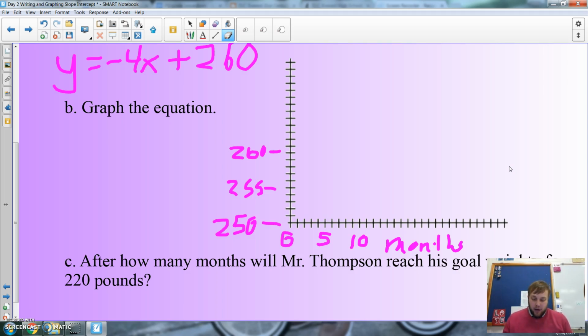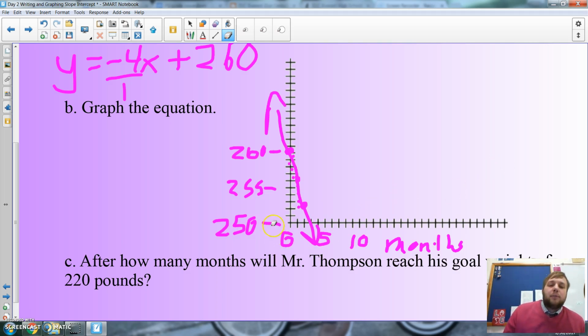Perfect. Now graph the equation. Well, he starts off at 0 months. He's at 260. Then he goes down 4 over 1. He loses 4 pounds. 1, 2, 3, 4, and he goes over 1. Then he loses 4 pounds. 1, 2, 3, 4, and he goes over 1. So he's going to get that little slope action going on there. Do you see that?